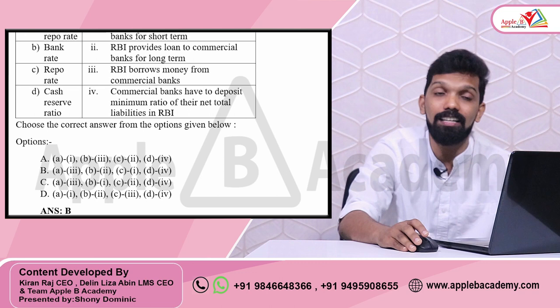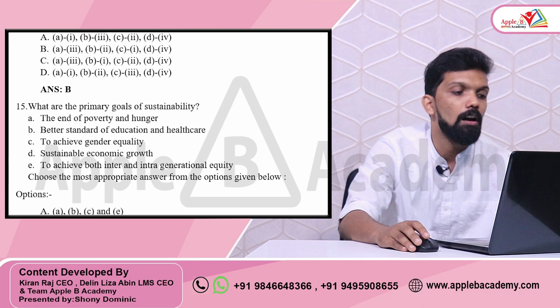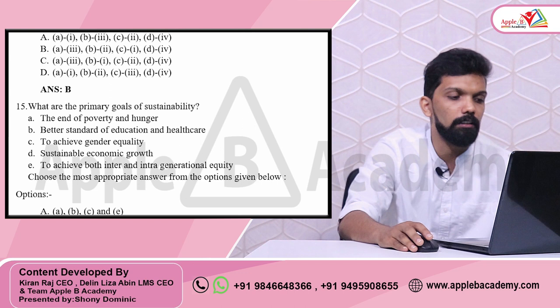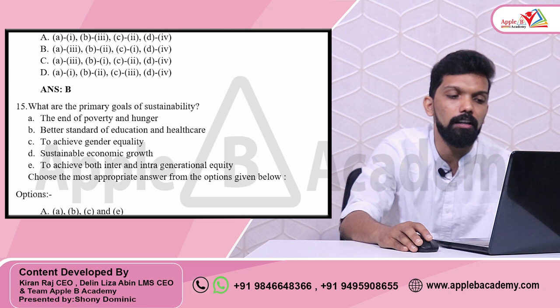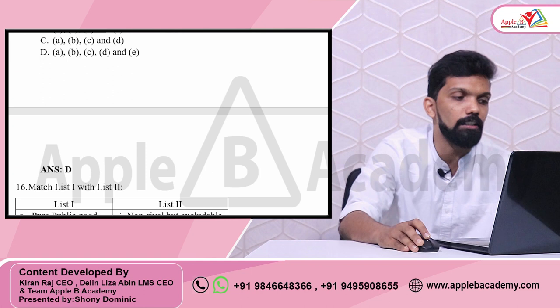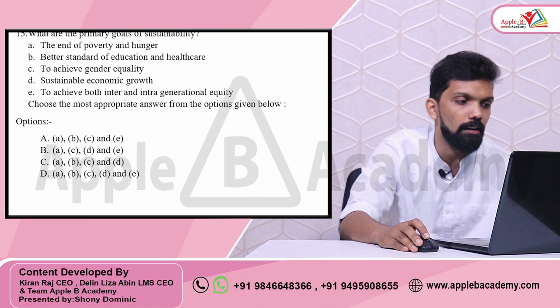So the 15th question: what are the primary goals of sustainability? Different statements are given: the end of poverty and hunger, better standard of education and healthcare, to achieve gender equality, sustainable economic growth, to achieve both inter and intra generation equity. Different options are given. The right answer for this question is option D, which is A, B, C, D and E. All the above are right in the concept of sustainability. So A, B, C, D, E, everything is right.